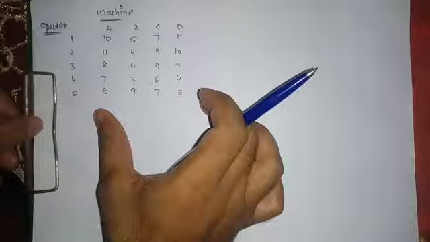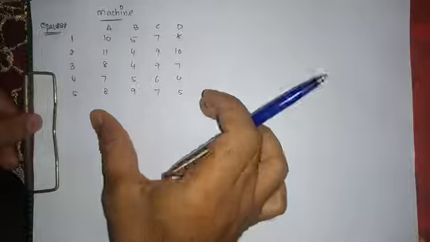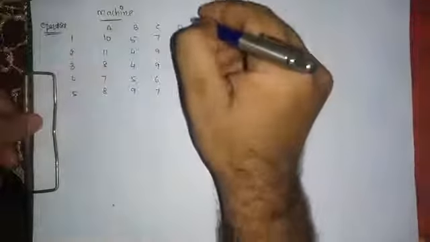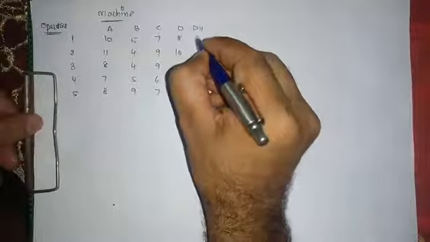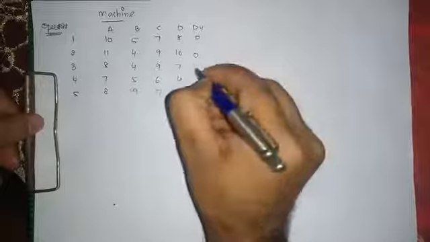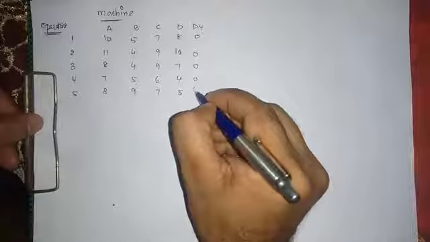So in this problem we are in need of a column. So dummy column, I am using DU word because we have already a D column. So values will be 0, 0, 0, 0, 0.